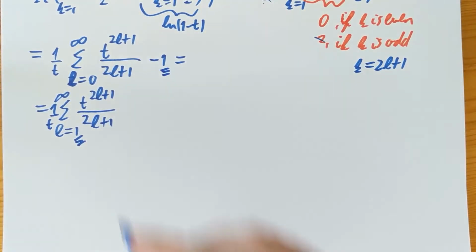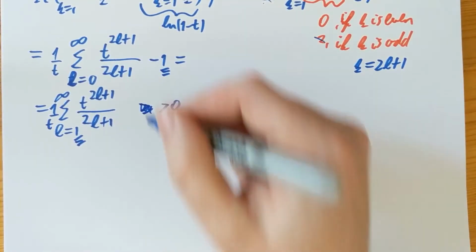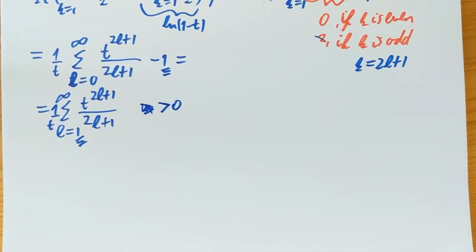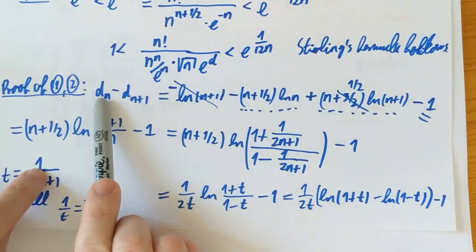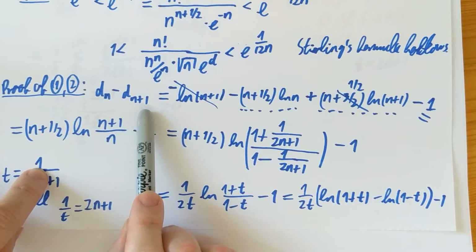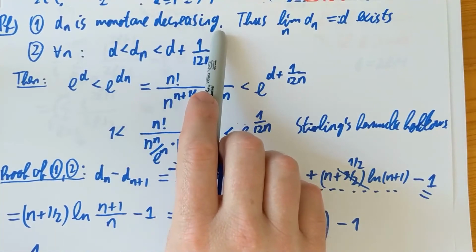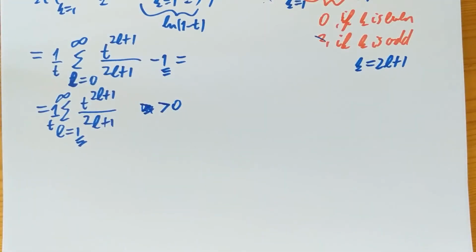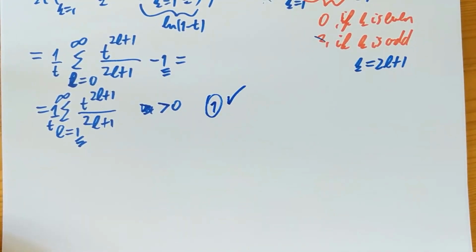Now, an interesting feature of this is that this is actually strictly positive. t is strictly positive, l is, everything is positive here. This is positive, and that immediately shows number 1: dn minus dn plus 1 is positive. So that means that dn is monotone decreasing, is strictly decreasing actually. Okay, so step 1 is done. Property 1 is done. This thing is monotone decreasing, and therefore it has a limit, which we denoted by d.